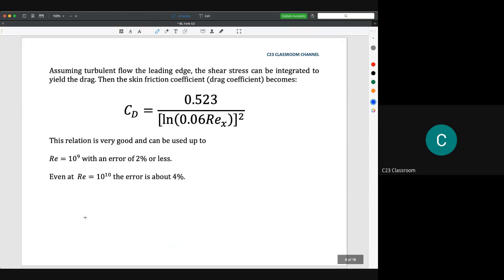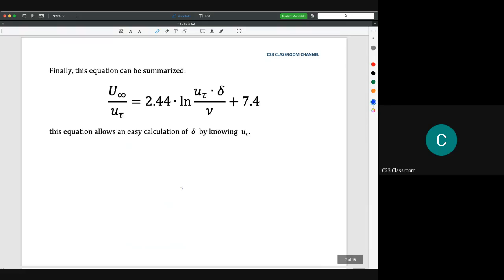So, after we do that, we could assume that the total drag coefficient CD with the capital D is equal to 0.523 over ln(0.06 Reynolds number) squared. I hope you can remember this equation, and it is very good because it can be used until Reynolds number equal to 10 to the power of 9, and it only has an error of around 2%. However, when the Reynolds number becomes larger and larger, the error is around 4%, but I think it is quite good. The error is quite small for our consideration.